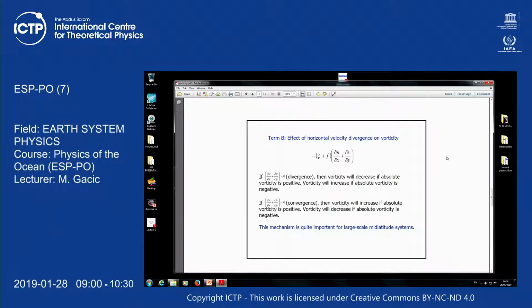So that's the effect of horizontal velocity divergence. You will see later that it can be created by wind shear. When we look at the vorticity equation with the forcing on the other side, we'll see that the main and most important mechanism which creates horizontal divergence or convergence is the wind, by Ekman pumping or Ekman suction.